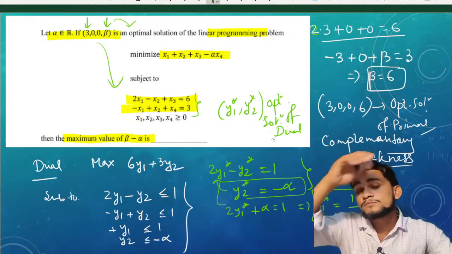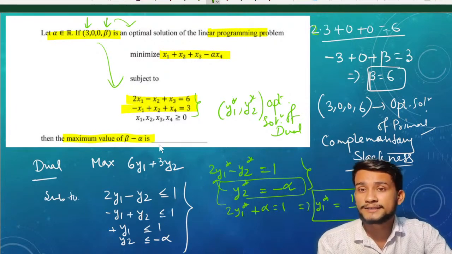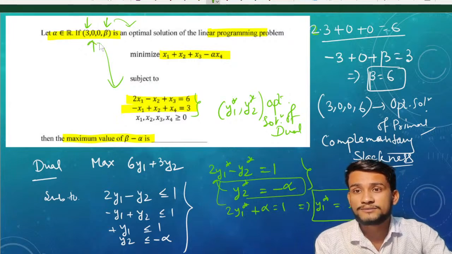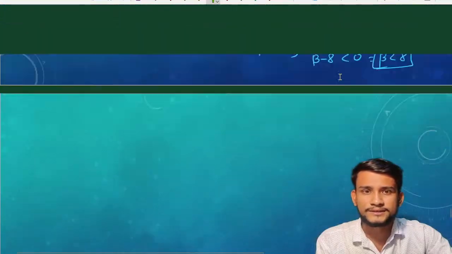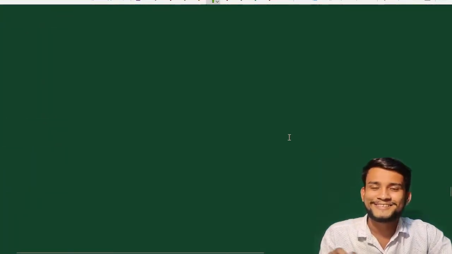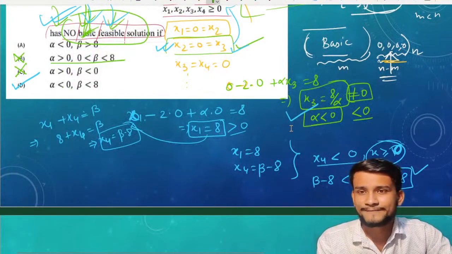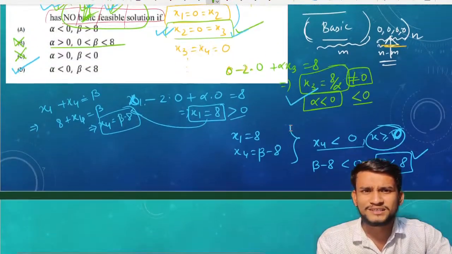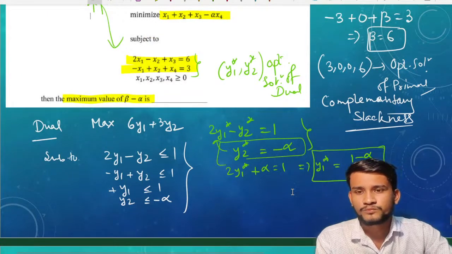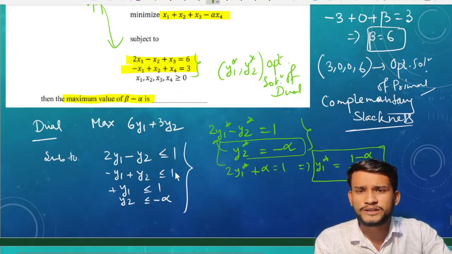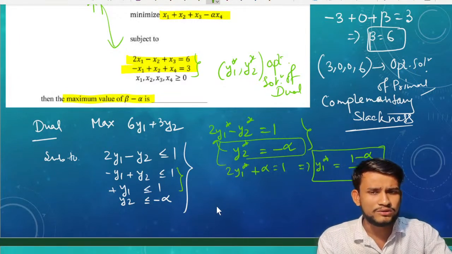Now the second part of the complementary slackness theorem says that if these variables are 0, then we have to check whether the corresponding constraint follows strict inequality or not. I also forget that, just a minute. Strict inequality, I think.